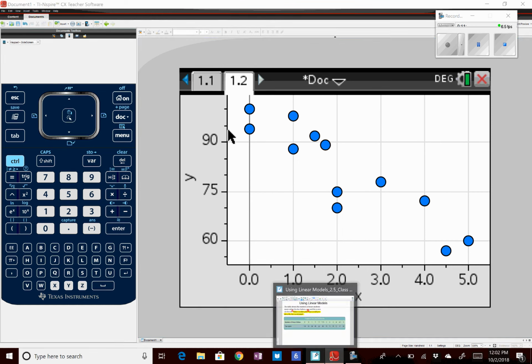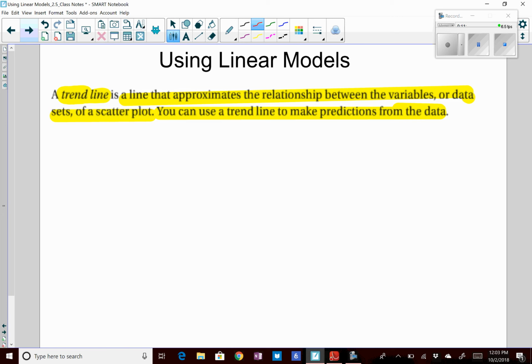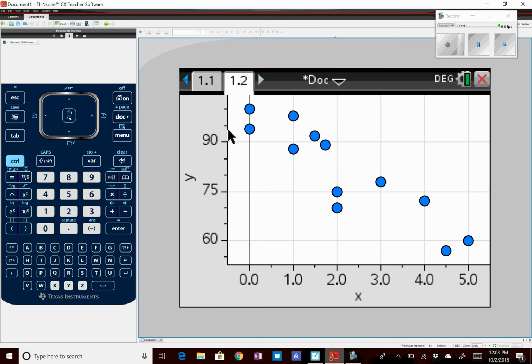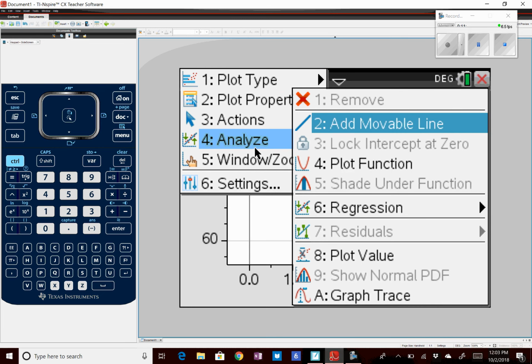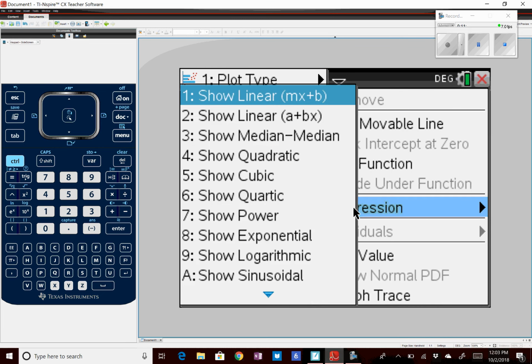All right, so here we have the definition of a trend line. It's the line that approximates the relationship between the variables or data sets. You can use the trend line to make predictions from the data. Let's go back to the calculator where we had the problem with the test scores. The trend line you can get as well by hitting menu. We want to analyze, hit regression, and we want to show the linear mx plus b.